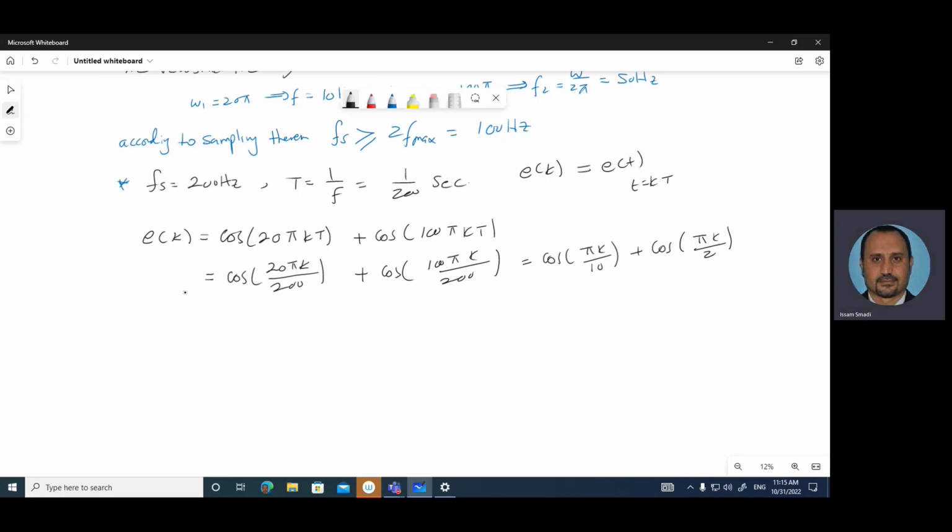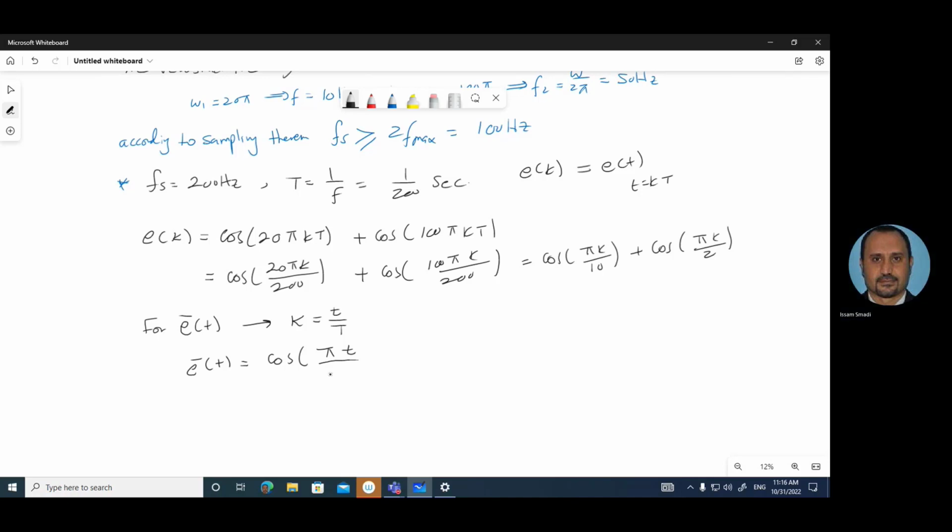Now, if I need to reconstruct the signal, which means that I need to calculate E star of t. So reconstructing is actually, instead of k, I will use t over T. Yep. And if I do so, E star of t will equal cosine pi t over 10 multiplied by 1 over T, so this would be 200, yeah?